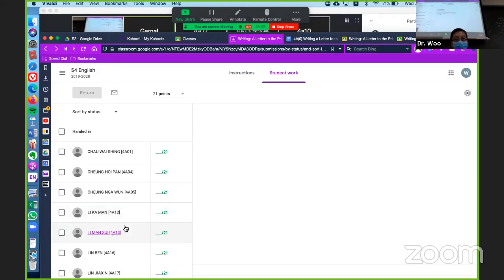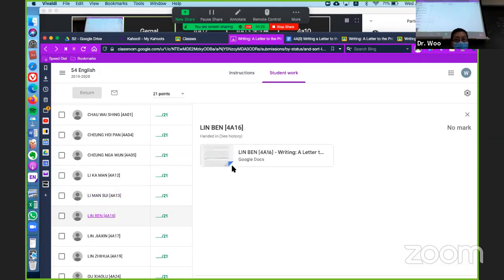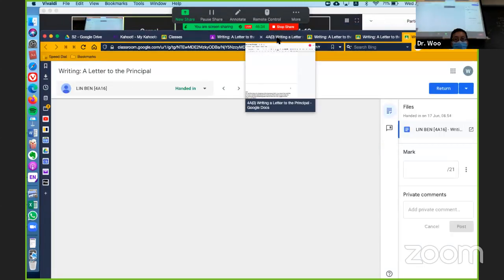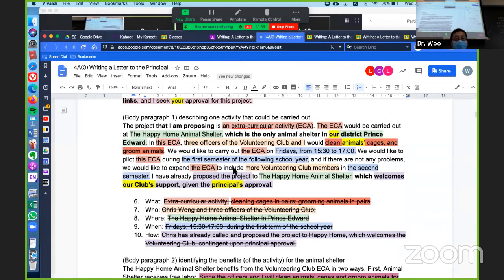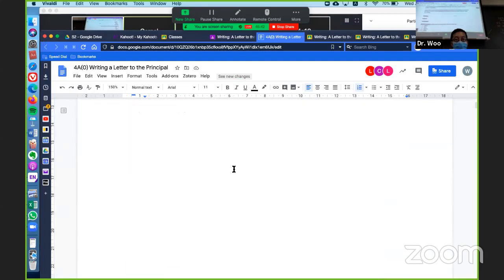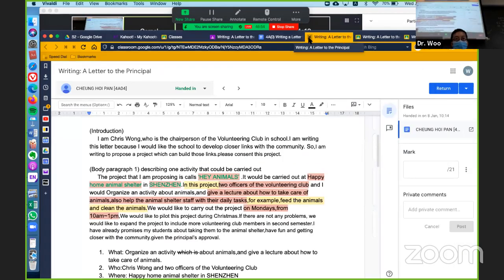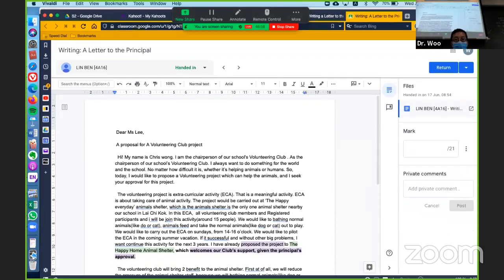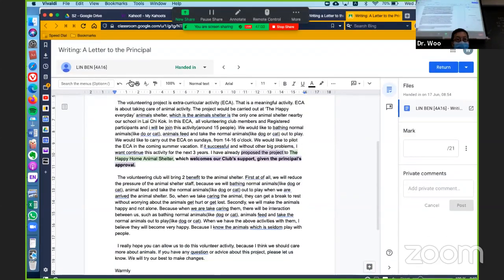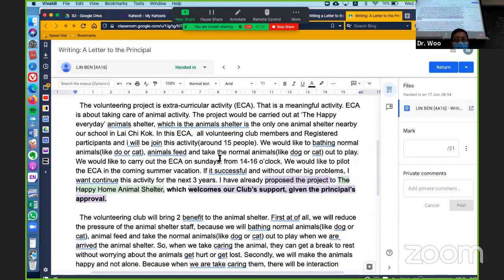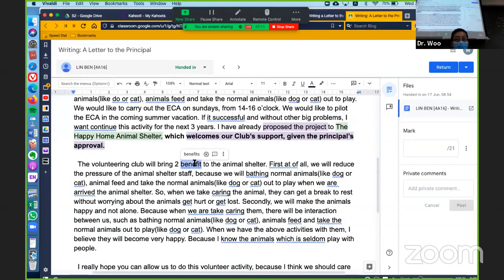Let's go to Benson. Let's look at your benefits. So, in your benefits, I'm looking for reasons, examples, and consequences. Here we go. Let's look for reasons, examples, and consequences. Let's make this a bit bigger. Okay. 2 benefits. Do you see that? All right, 2 benefits. I expect this to be first. Okay.